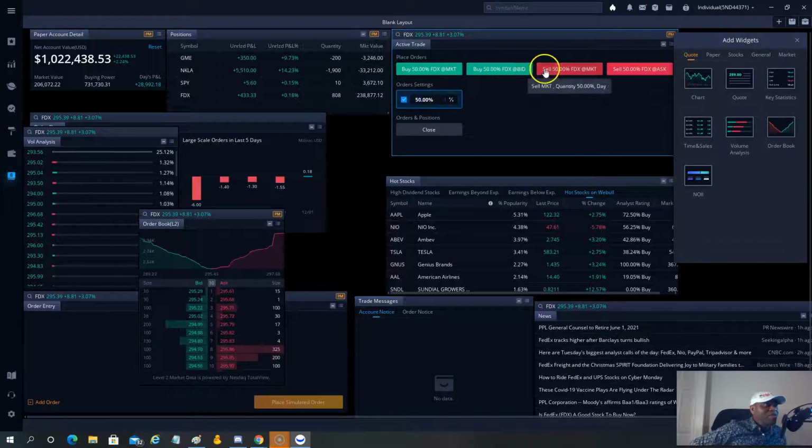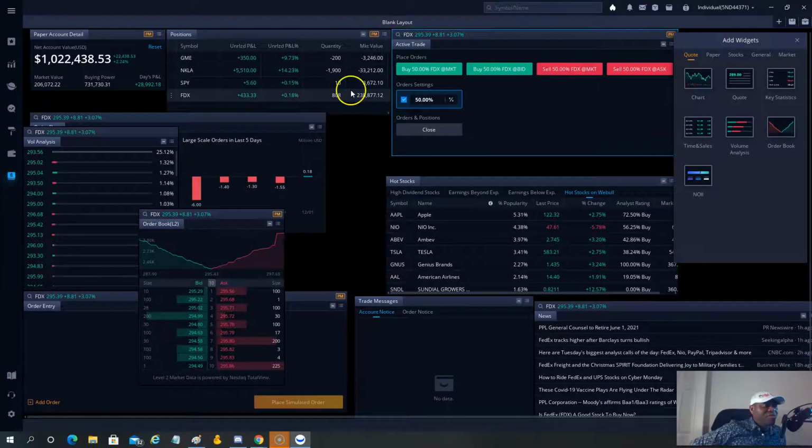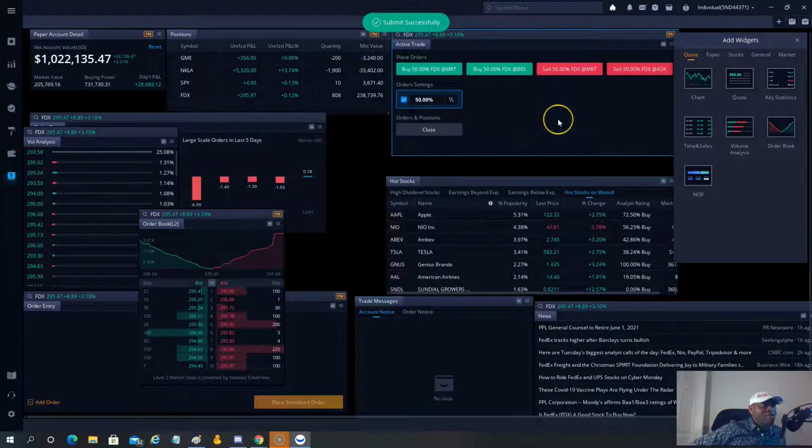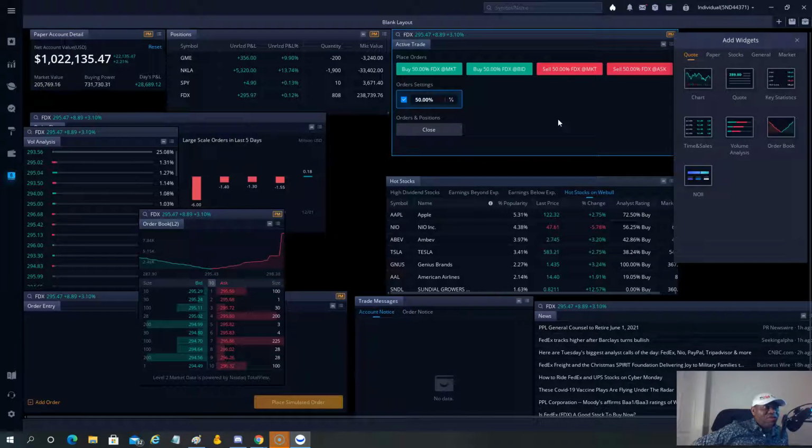So, no, I want to sell 50% of that. I want to see this number go 50% lower, 404. So let's do this and see how long it takes. 1 Mississippi, 2 Mississippi, 3 Mississippi, up to 10 Mississippi.